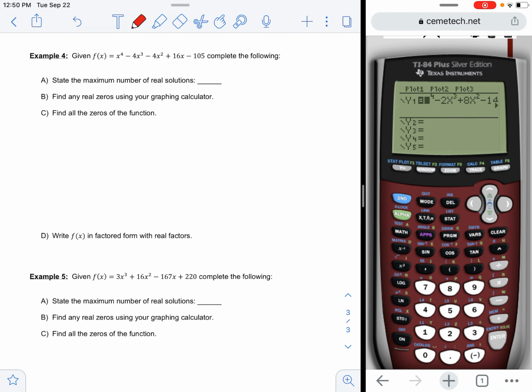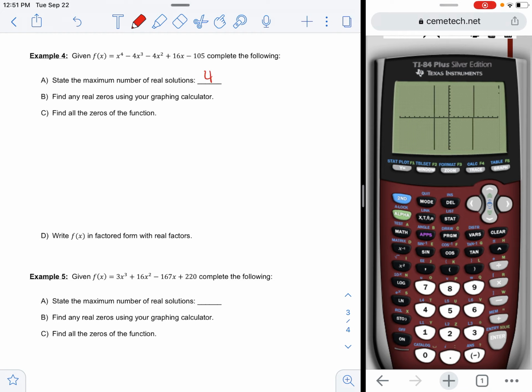Okay, a couple more left here. Y equals x to the 4th minus 4x cubed minus 4x squared plus 16x minus 105. Go ahead and get graph.